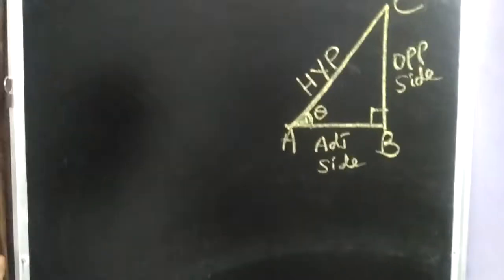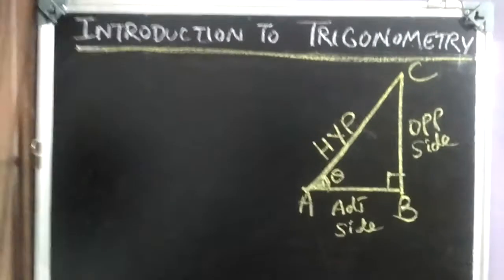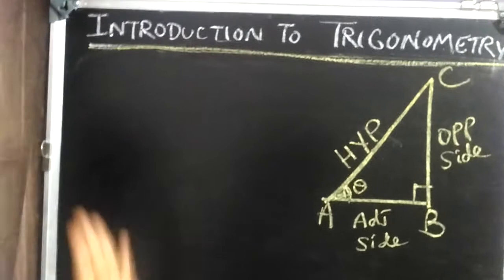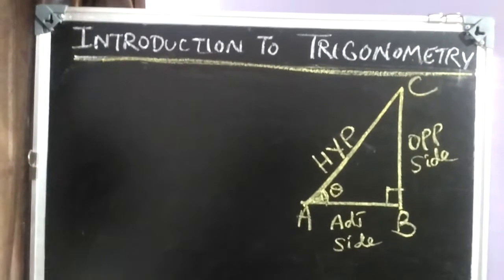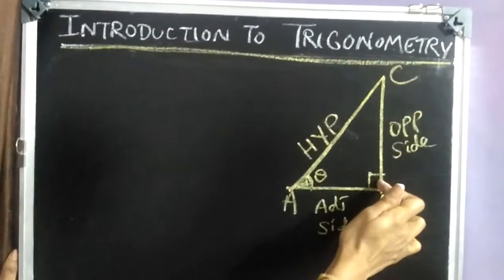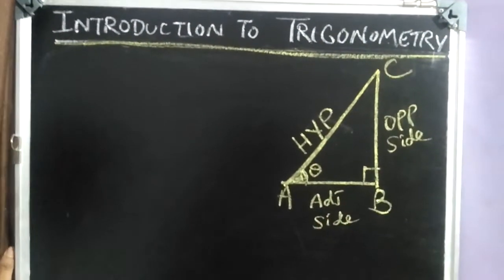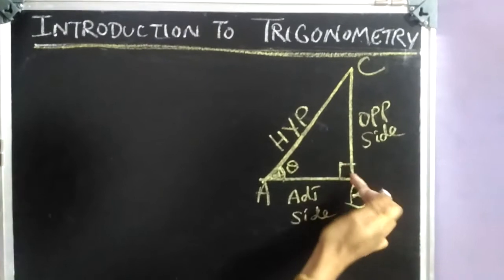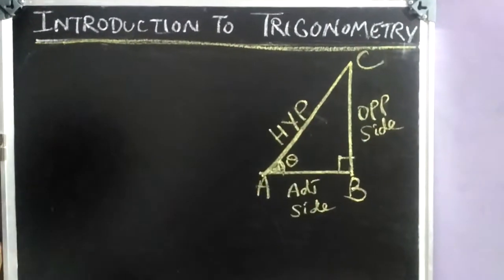Now moving on to the basics of trigonometry. First you should know that there should be a right angle triangle. Always it will be a right angle triangle. Here we have taken angle B as 90 degrees in this right angle triangle. So you know that opposite to the right angle is the hypotenuse, right?